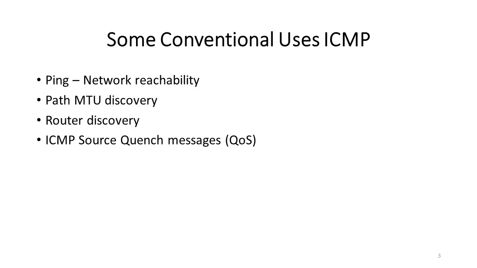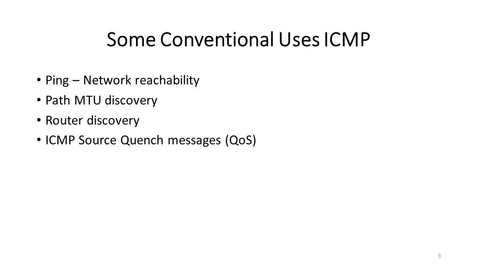Another use of ICMP is path MTU discovery. If you want to set up systems and you want them to talk, you want to make sure that the MTU and MSS size on the link is proper, so that packets can go through without fragmentation or anything. Router discovery has been used recently with IPv6, for example, using router solicitation, so it can discover neighbors. Routers can talk to their neighbors using ICMP messages. And also ICMP source quench messages, which play a role in network congestion control.